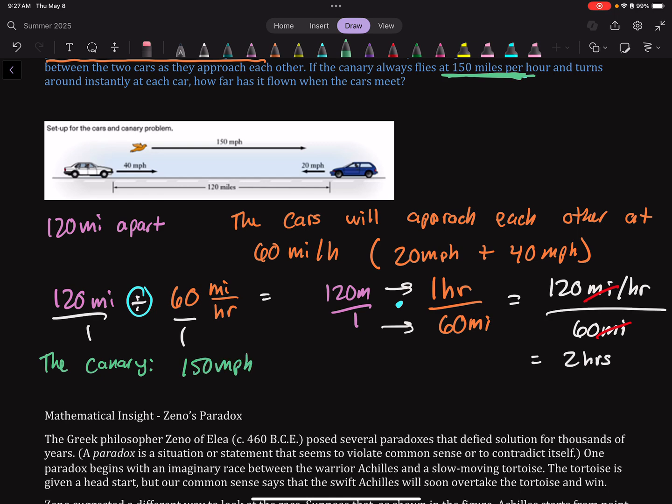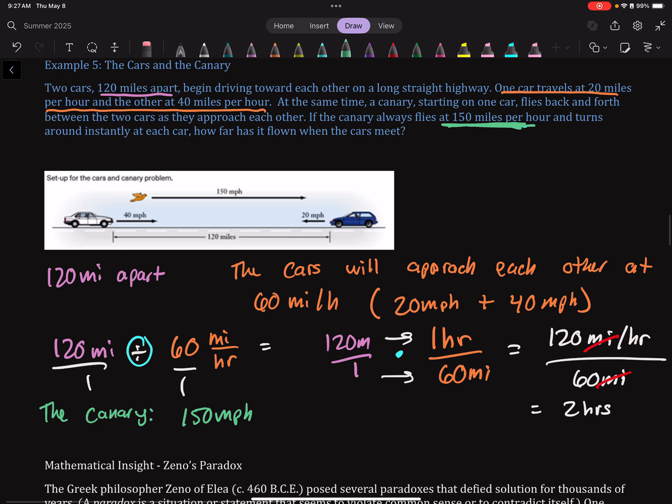So they said that the canary is flying back and forth between the two cars. It goes from one car to the next. So it's traveling 150 miles an hour for 2 hours, because that's when the cars will meet. We're asking how far has it flown when the cars meet? The cars meet in 2 hours.